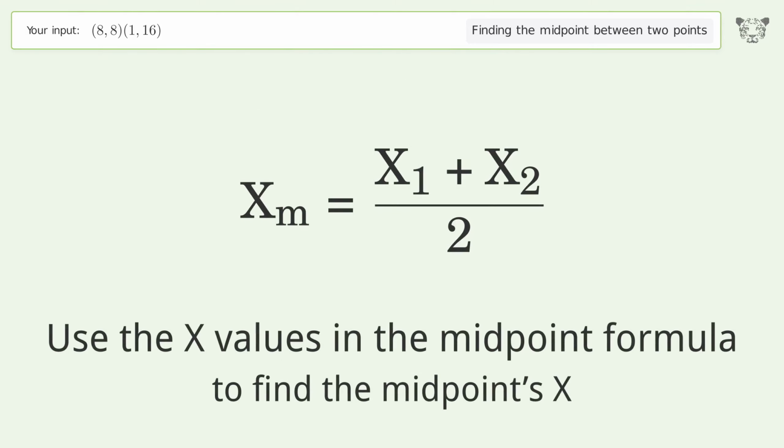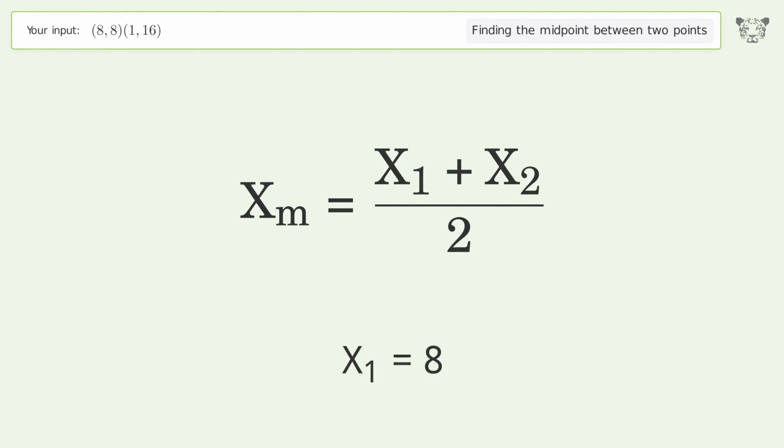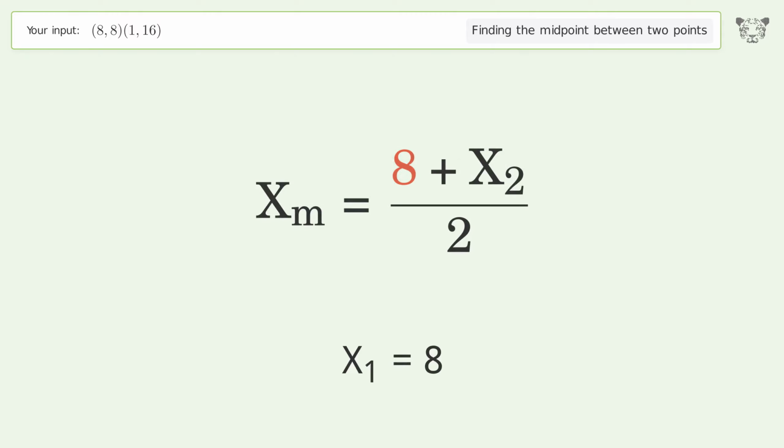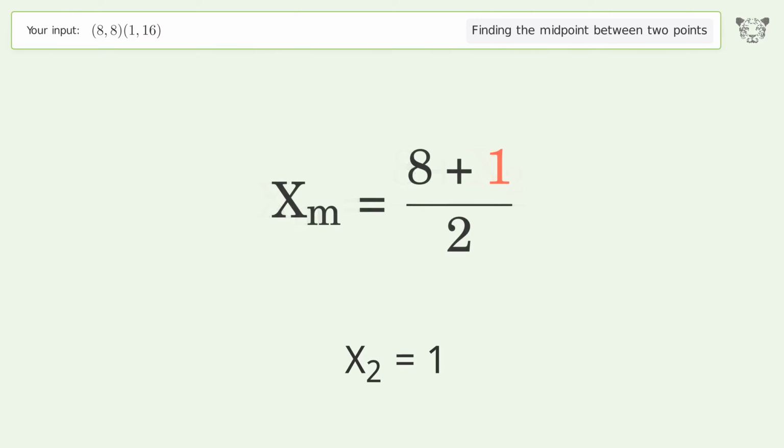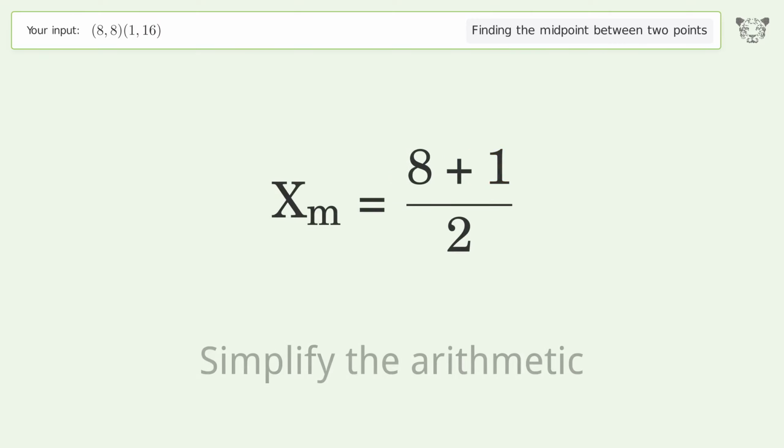Use the x values in the midpoint formula to find the midpoint's x. x1 equals 8. x2 equals 1. Simplify the arithmetic.